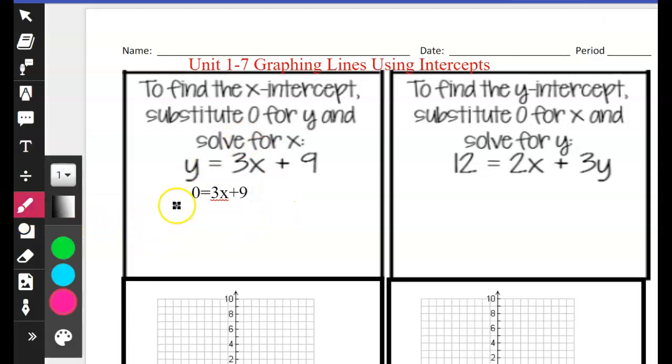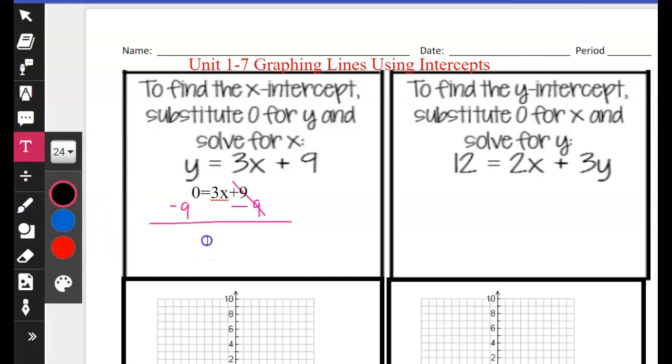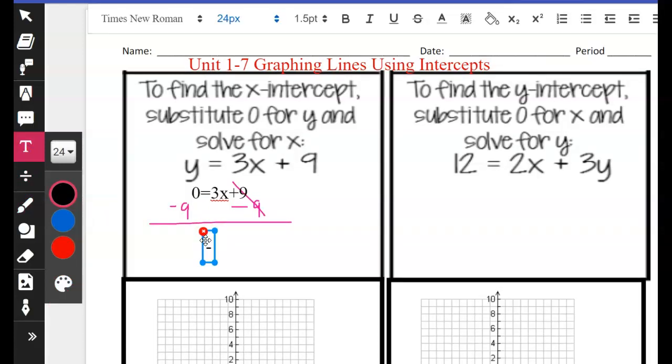In order to solve that equation, I need to subtract 9 from both sides of the equation so that I can cancel out the 9 and solve for the x. So the next step will be negative 9 equals 3x.